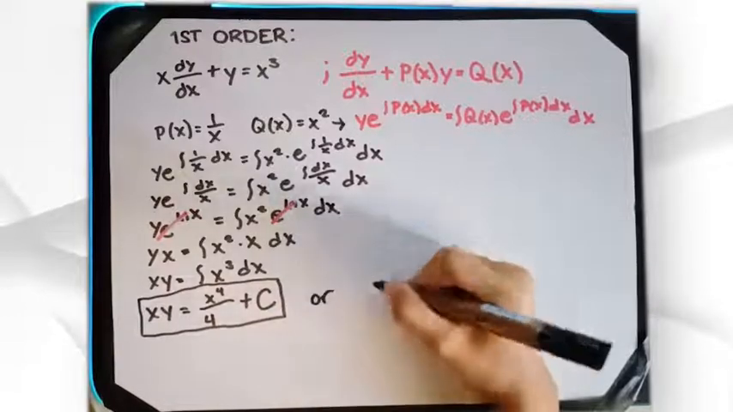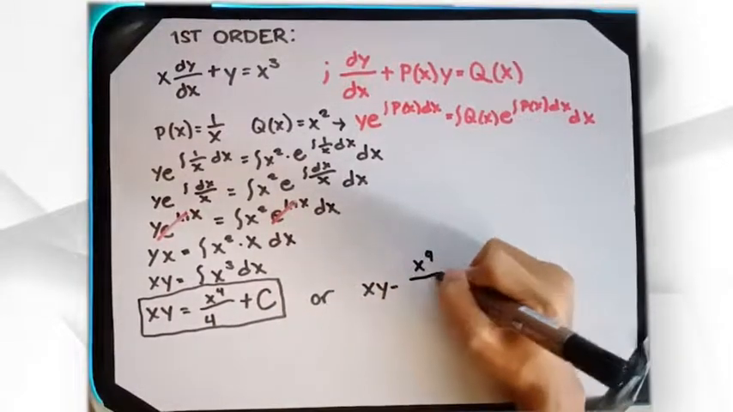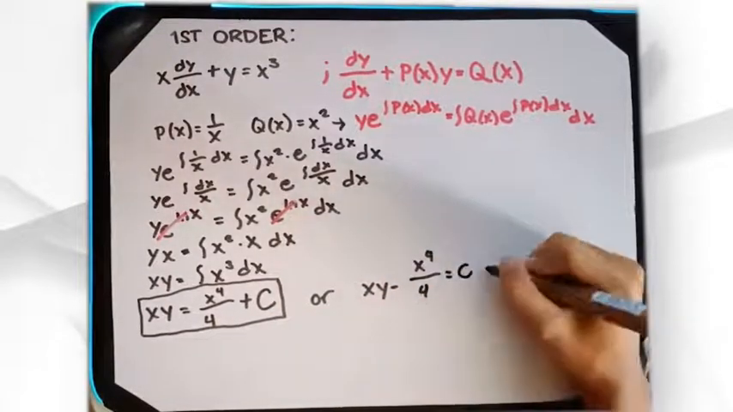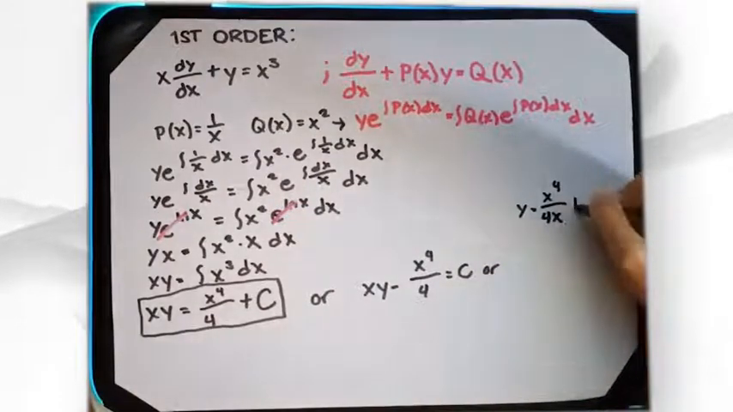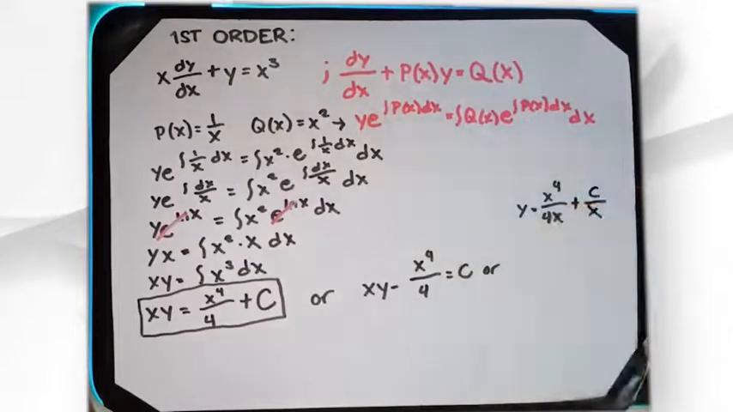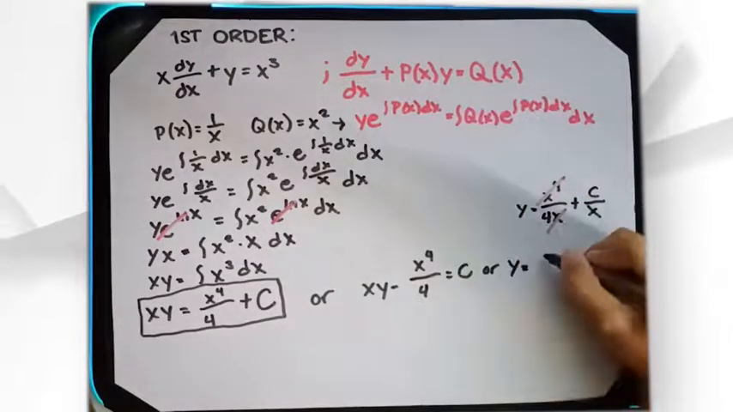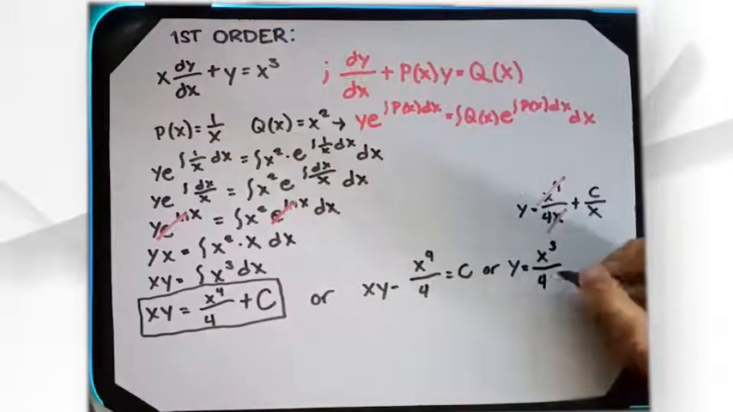So this equation is now complete, but we can still rewrite it into a different equation like xy minus x raised to 4 over 4 is equal to c. Or, in terms of y, y is equal to x raised to 3 over 4 plus c over x.